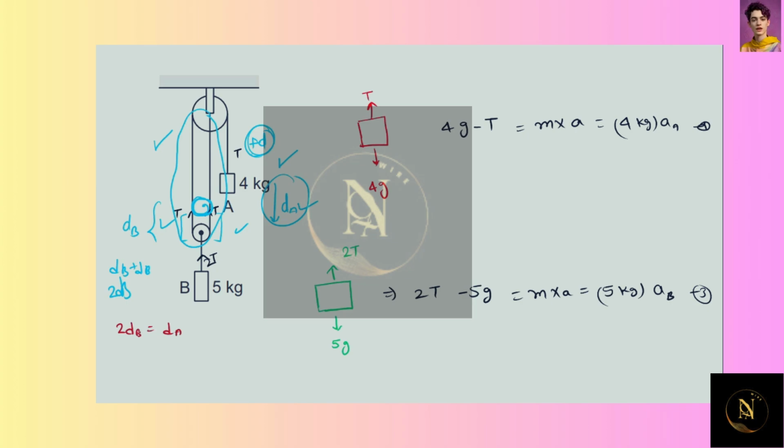By differentiating this equation two times, we will find that the acceleration of A will be equal to 2 times the acceleration of B. Now replace the acceleration of A by 2 times the acceleration of B. 2 times the acceleration of B into this 4 kg will be equal to 4g minus T, and the other equation will be 2T minus 5g equal to 5 times the acceleration of B. Now we have two equations and two variables.